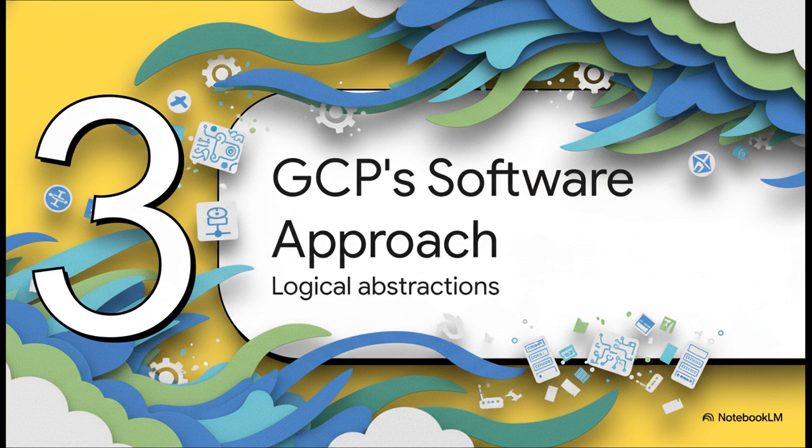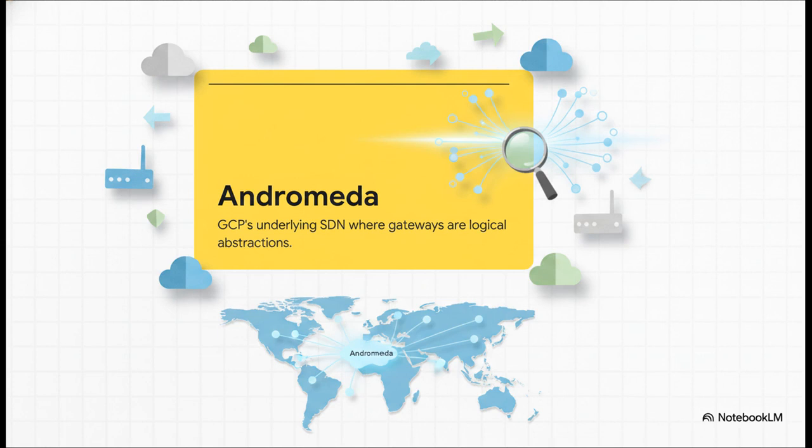Section 3. GCP's software-defined approach. Now, if you look at a GCP route table, you are indeed going to see a default route for quad 0, and its next hop is set to something called the default internet gateway. But here is where the paradigm completely breaks. You are actually looking at Andromeda. Andromeda is GCP's underlying planetary scale SDN.